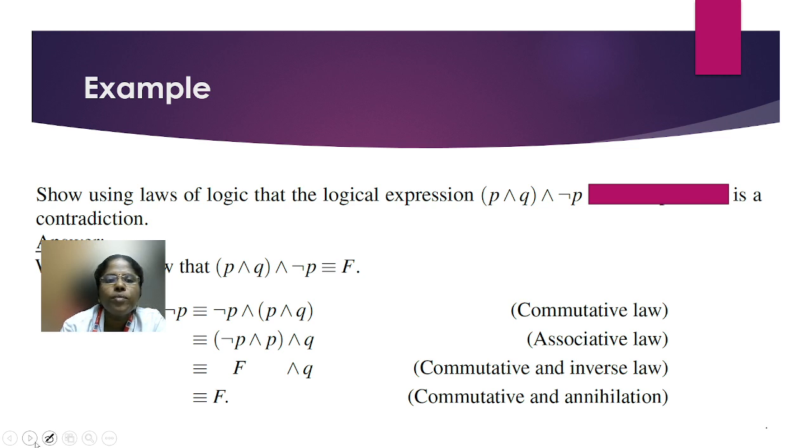Next thing, show using laws of logic that the logical expression P and Q and not P is a contradiction. Contradiction, you can show through a truth table also, otherwise by these laws of logic. By commutative they are interchanging, and by associative they are grouping like this, and you can use the inverse law as false, and then use the commutative law to interchange, and at last you will get false. Therefore it is a contradiction.